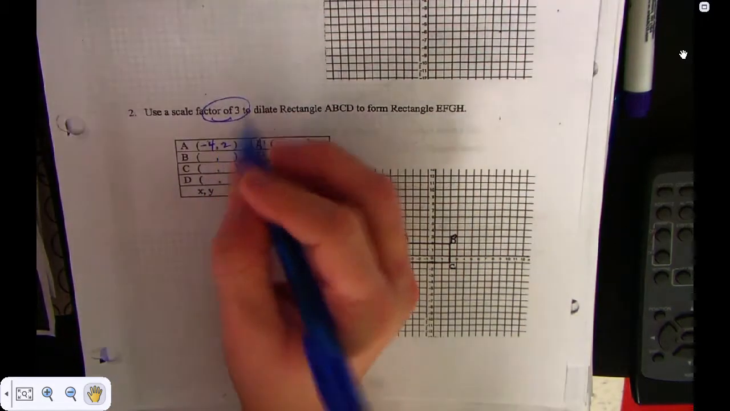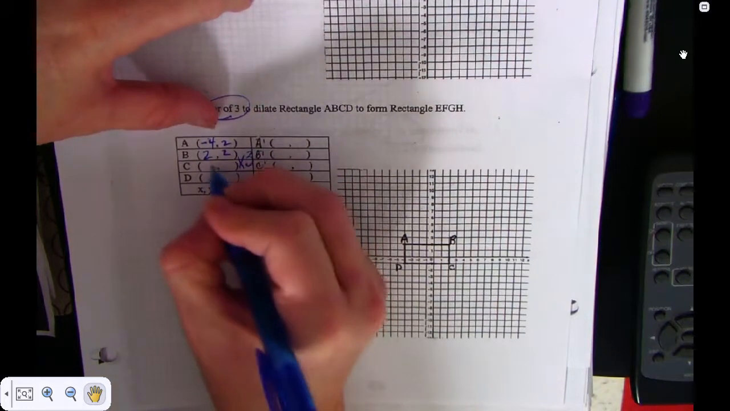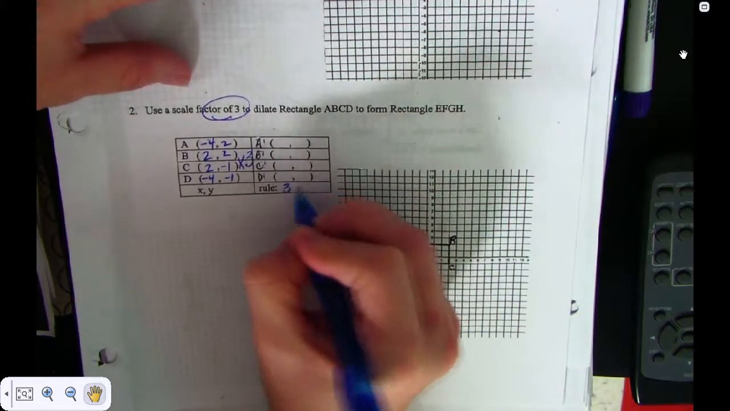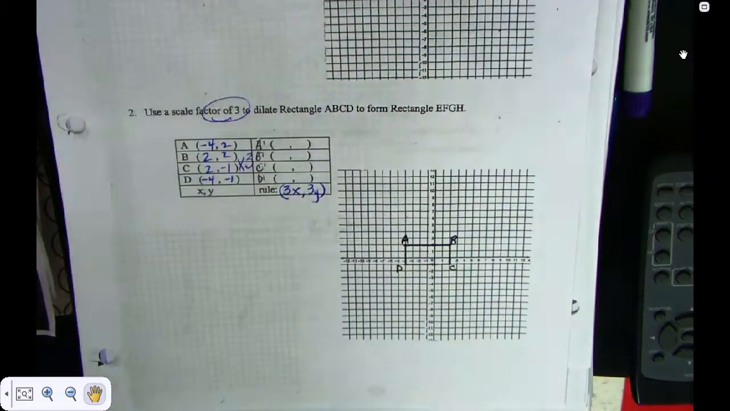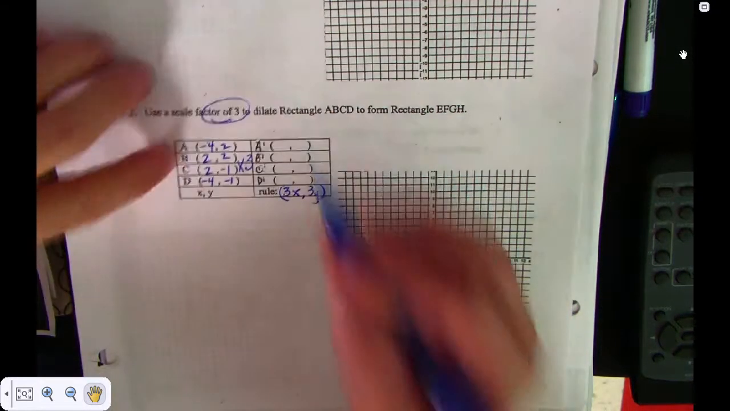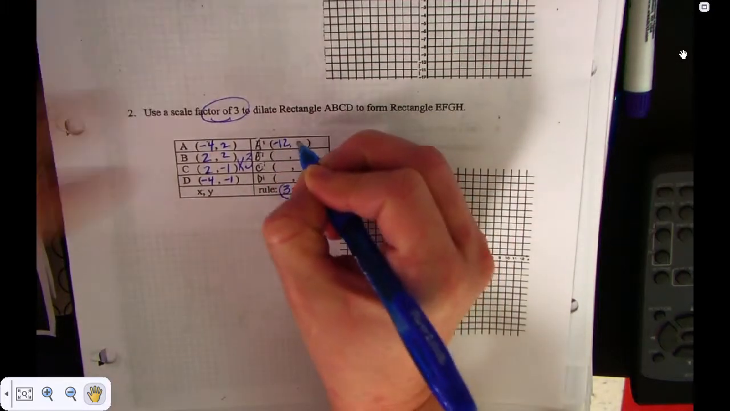Okay, Brooke, just tell me. Good. And the rule is 3x, 3y. Guys, who has realized that the rule has to have an x and a y in there? Yes. Every rule on translation, reflection, rotation, and now dilation has to have an x and a y in there. You're doing something to the x and the y, the coordinates. That's what you're doing. Okay, so this is -12. Everybody, -12, 6.